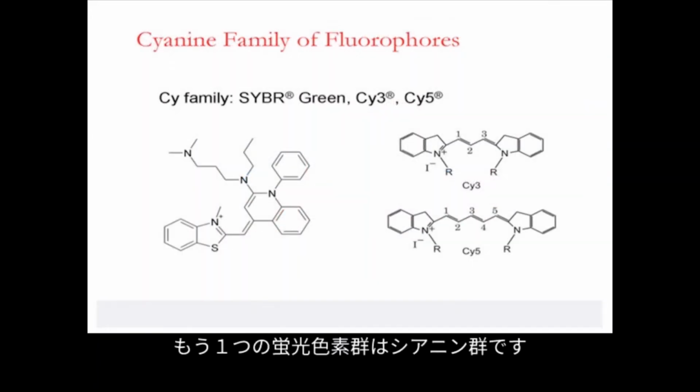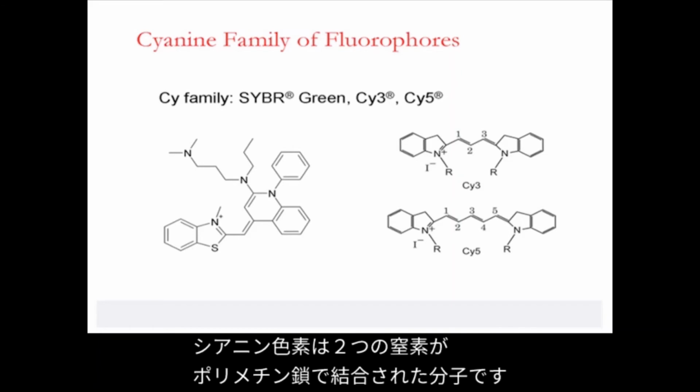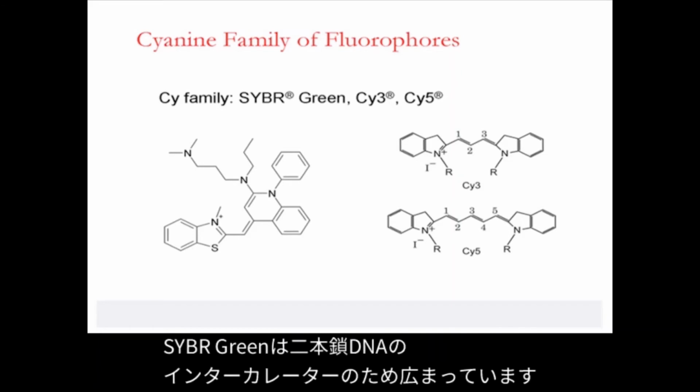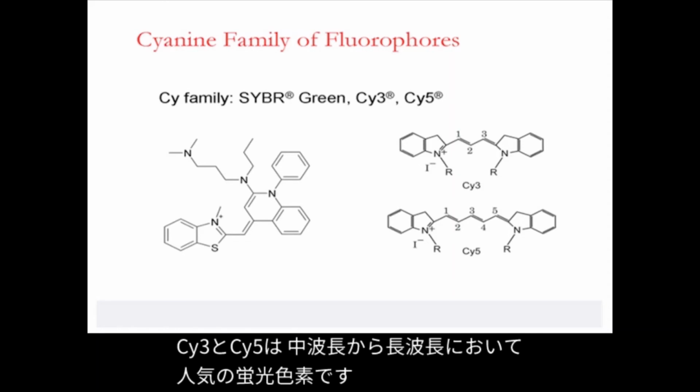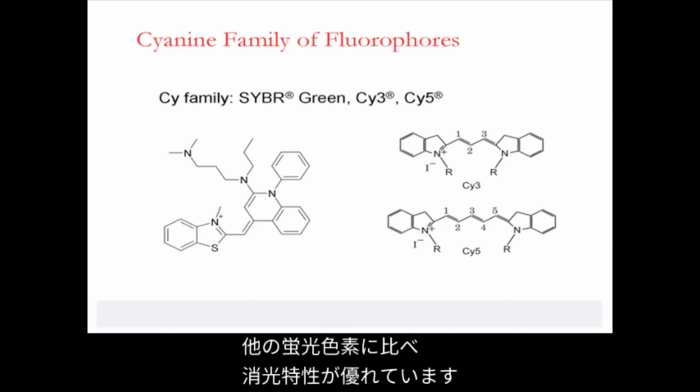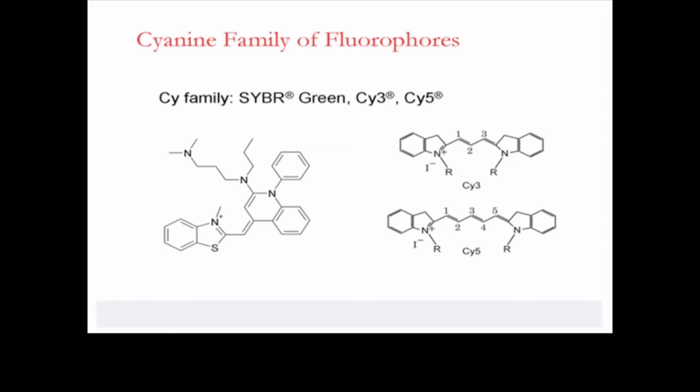Another family of fluorophores is the cyanin family. Cyanin dyes are molecules where two nitrogens are joined by a polymethine chain. SYBR Green is popular due to its ability to intercalate double-stranded DNA. Cy3 and Cy5 are popular fluorophores in the middle to long wavelength range, and they also have favorable quenching properties for many other fluorophore dyes.